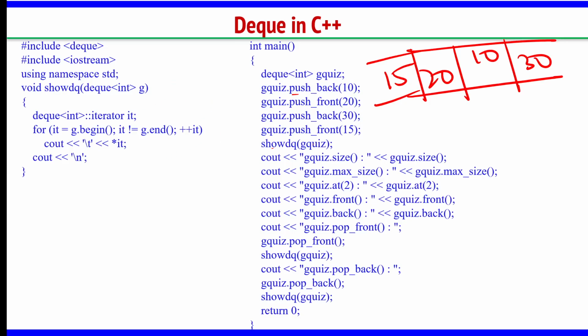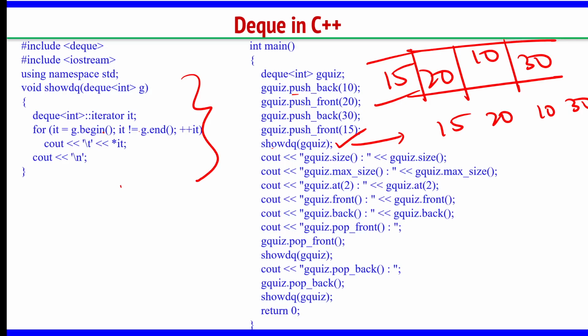Anyhow, we are yet to study iterators, so this is based on an iterator. You are creating an iterator for a double ended queue and the variable name is it. So, gquiz.begin, gquiz.end, it plus plus. You can print star it, which will give the values. We will study iterators anyhow. This function is used to get those values. So, the output will be 15, 20, 10 and 30.